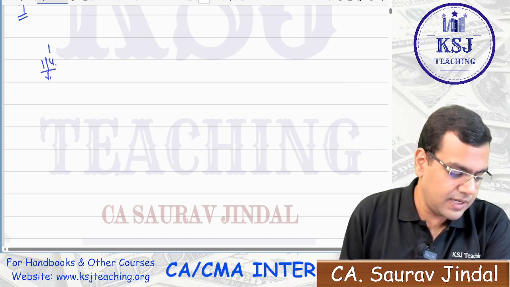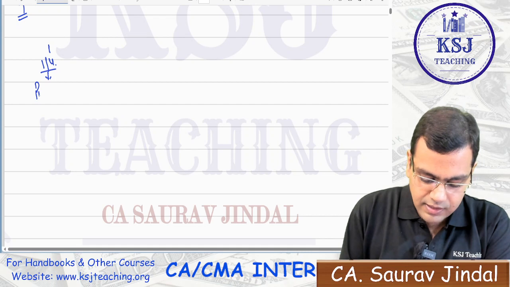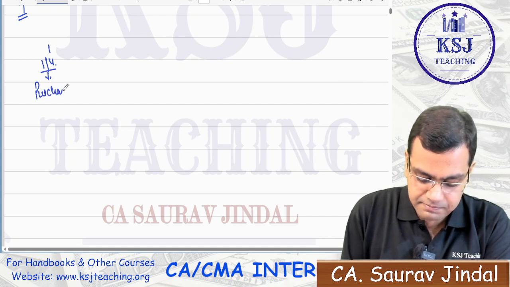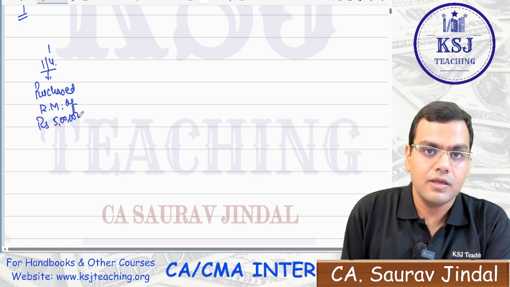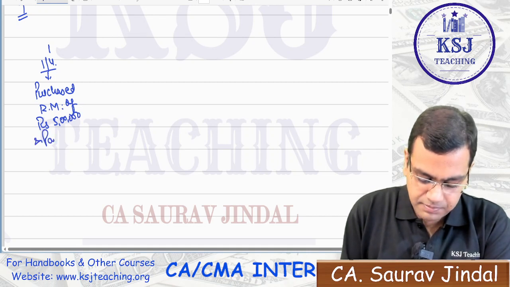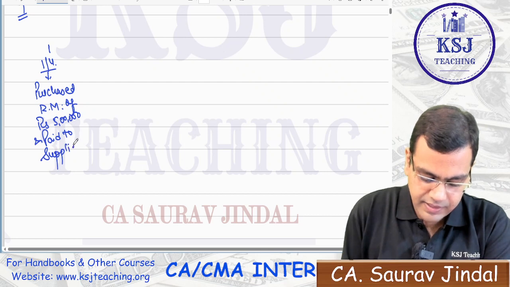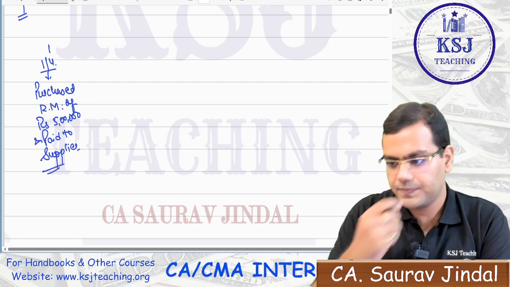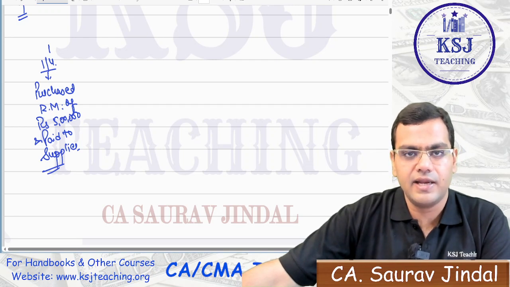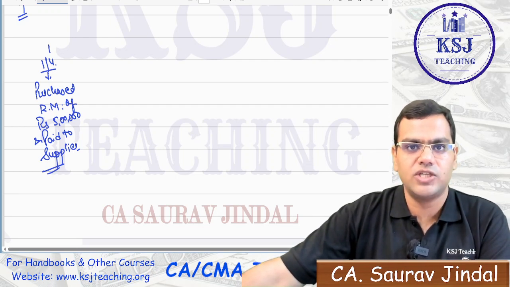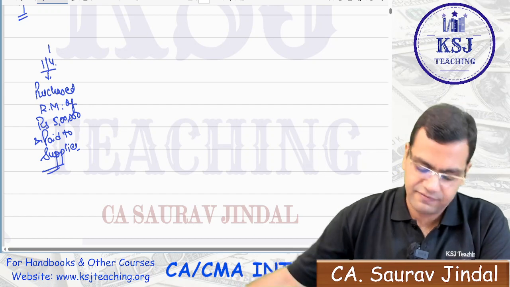On the 1st of April, there was a manufacturer who purchased raw material of rupees 5 lakh and paid to the supplier. Clear? So on 1st of April, he has purchased a material, and on the same date, as soon as he purchased it, he has paid the supplier 5 lakh rupees.